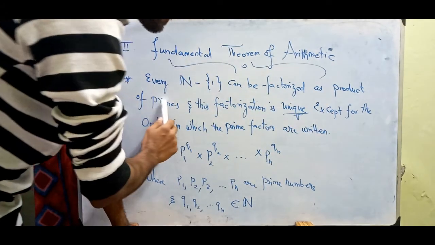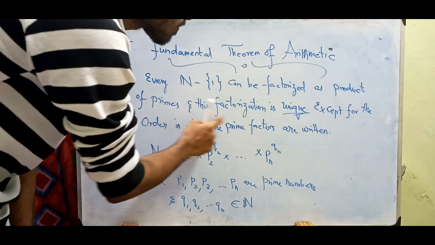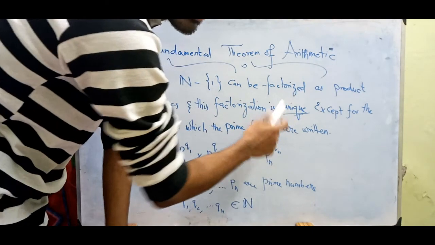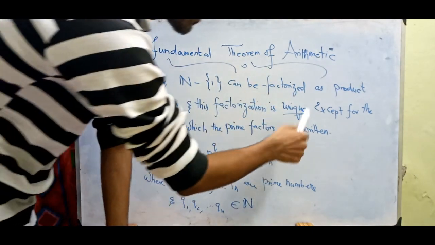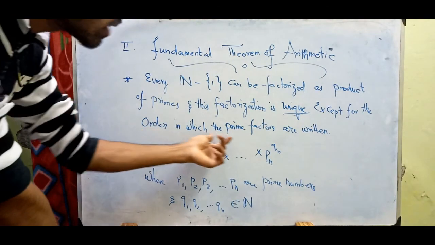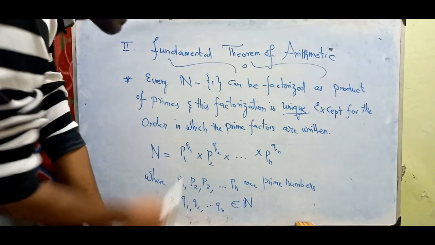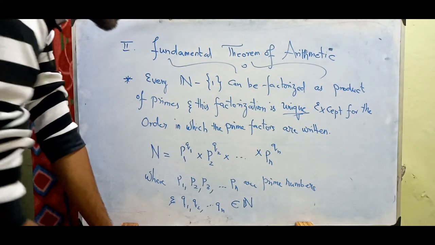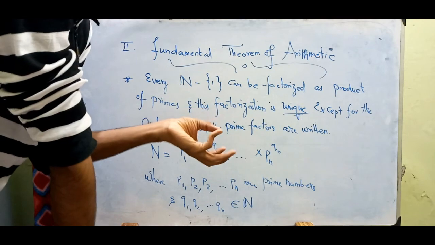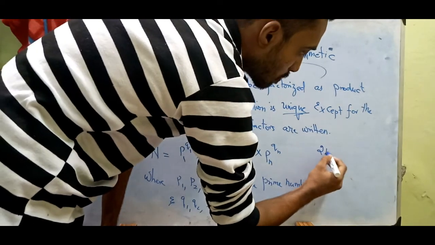A product of primes, in other words, we can call a composite number, and this factorization is unique. It must be unique, only one time. Except for the order in which the prime factors are written. What does it mean, except for the order in which prime factors are written? We know the prime factors, right? So what are the prime factors of 24? I said only prime factors.